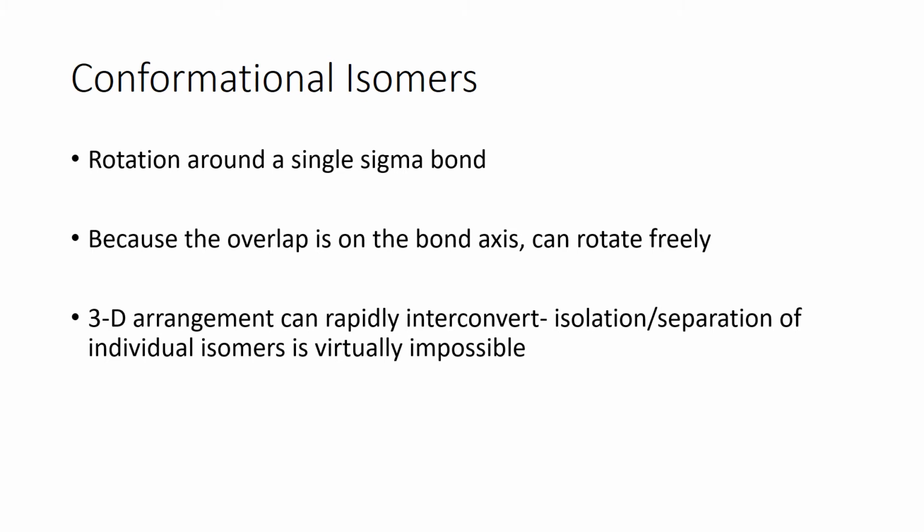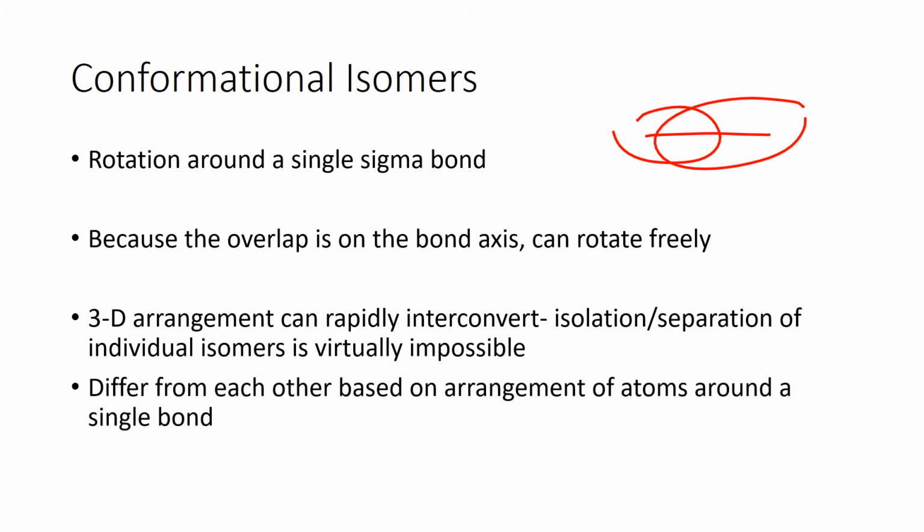So again, when we talk about if this is the bond axis, a sigma bond would be formed by orbital overlap like that, okay? So it can rotate freely around that bond axis. And these are going to differ from each other based on the arrangements of atoms around that single bond. So let's look at some examples to show what we mean by that.